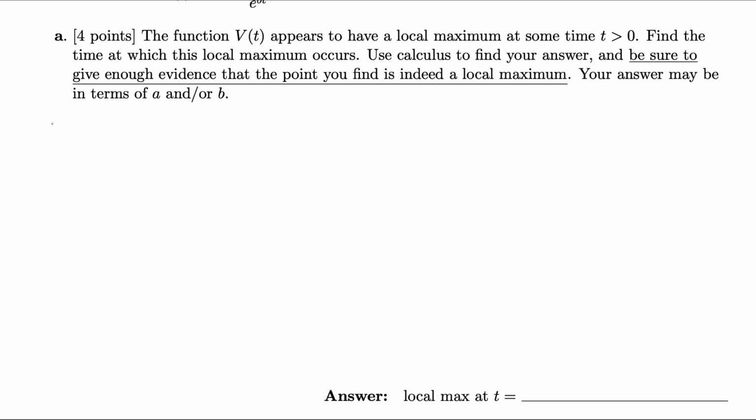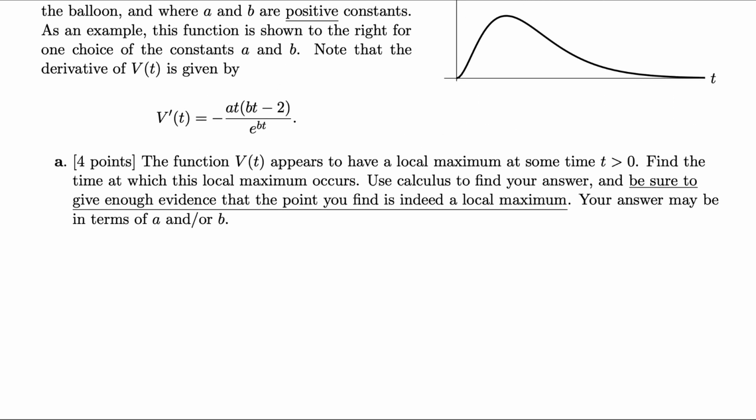Anyway, going back to the question, finally, you want to figure out where v of t has this local maximum. First, we have to find the critical points. This is where v prime is 0 or undefined. Can this be undefined? Well, for it to be undefined, you would be dividing by 0. But e to the bt is always positive. So you're never dividing by 0, so this is always defined.